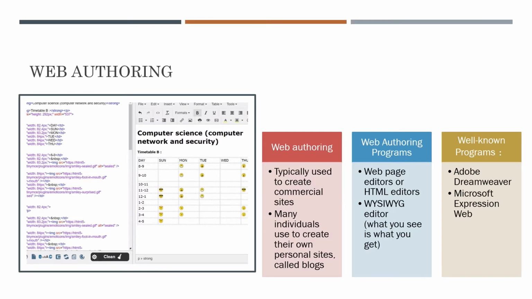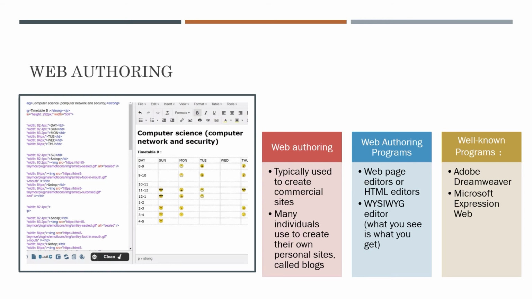After that, I will discuss web authoring. Web authoring is typically used to create a commercial site. That means it helps users to create their own business websites for various purposes, such as online stores, restaurants, or small businesses. Besides, many individuals use it to create their own personal site called a blog. Web authoring programs are also known as web page editors or HTML editors.